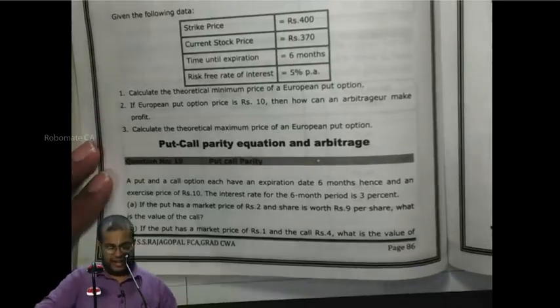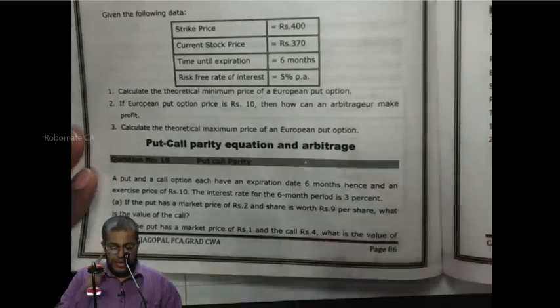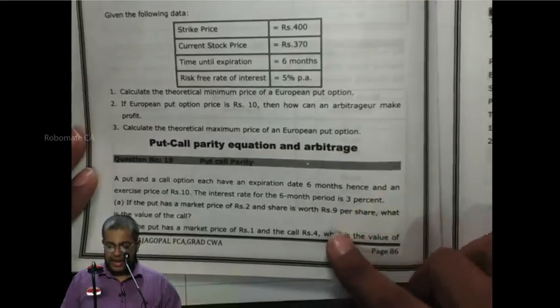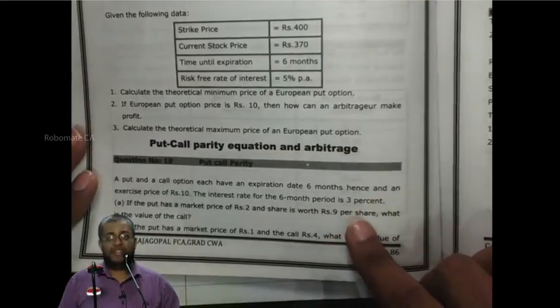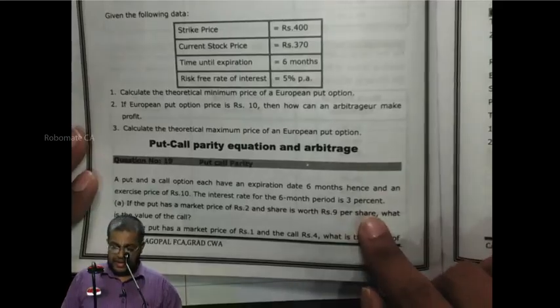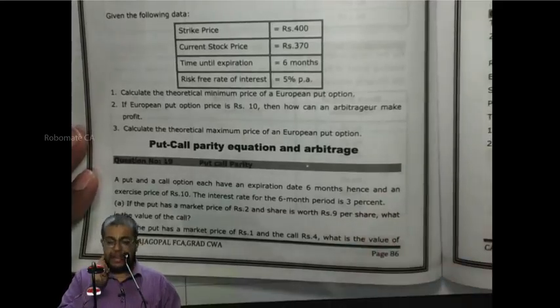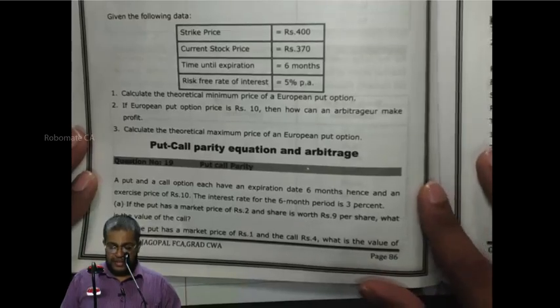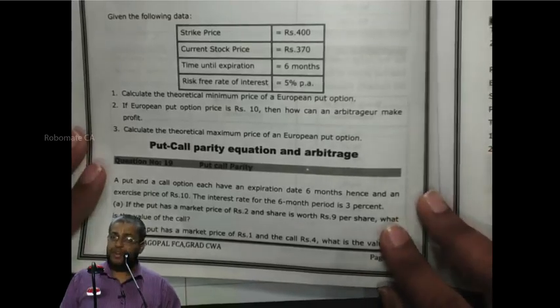Take question 19. A put and call option each have an expiration date of 6 months and an exercise price of rupees 10. The interest rate for the 6-month period is 3%.